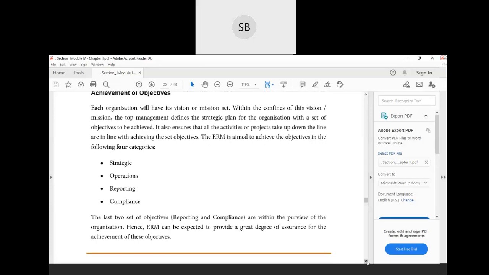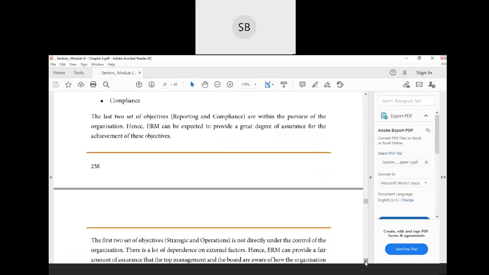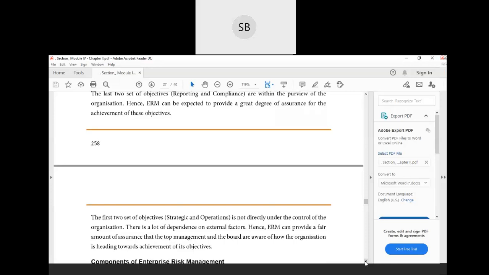So you can see ERM can be expected to provide a great degree of assurance for the achievement of these objectives. But you cannot say that for strategic and operations, because these fall under external factors, which can be anything, maybe political issues. Think of this pandemic: many organizations never thought that we would be teaching online, right? Even our organization moved to online classes. This kind of strategy totally depends upon external factors, and this pandemic was again an external factor.